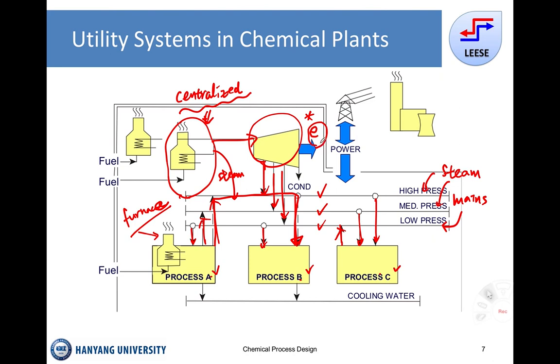If power is not fully produced within the site, then we might need to purchase power from an external company. If the electricity is generated more than enough, then we might sell the power to an external company. So this is a typical utility system in a chemical plant.